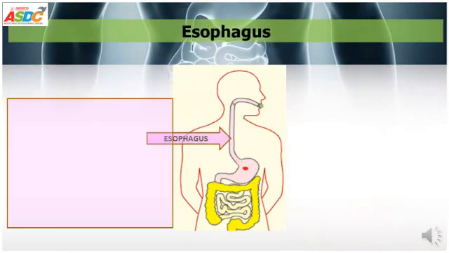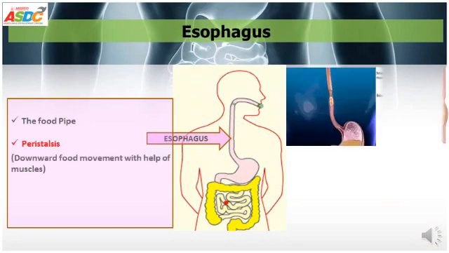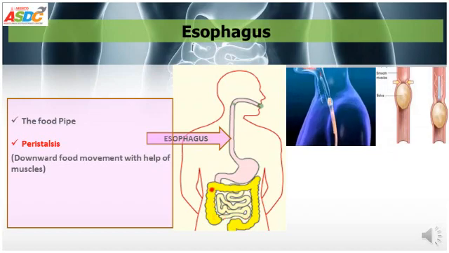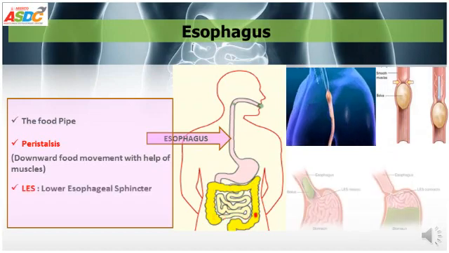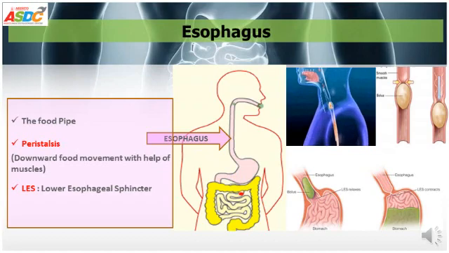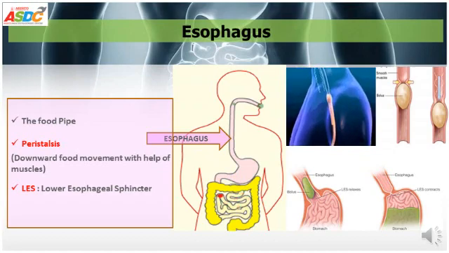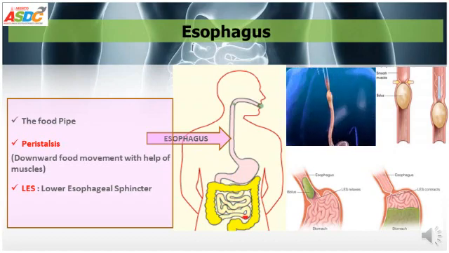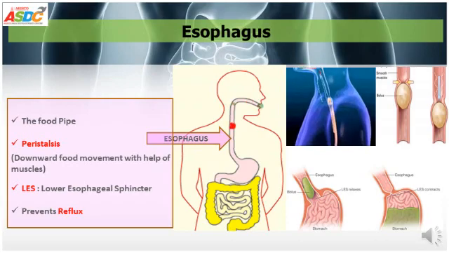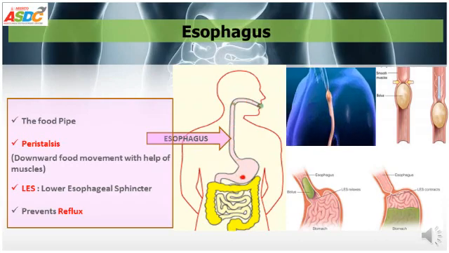Esophagus. The food pipe helps in the downward movement of food into the stomach. At the bottom of the esophagus, there is a one-way gate which is termed as the lower esophageal sphincter. The LES, when it relaxes, is open and the bolus enters into the stomach. Once the bolus, that is the food particle, is in the stomach, the LES contracts, as you can see in the image. Thus, it prevents the reverse flow of the food back into the esophagus.